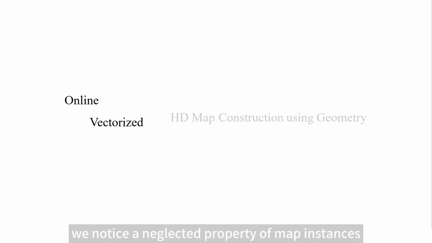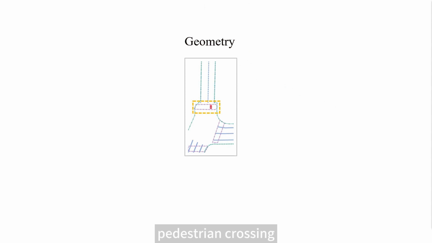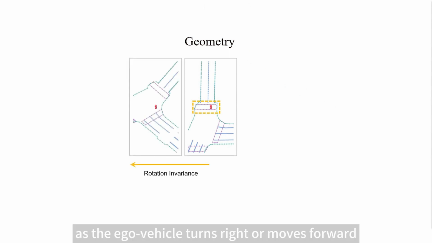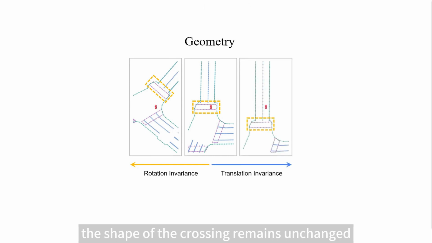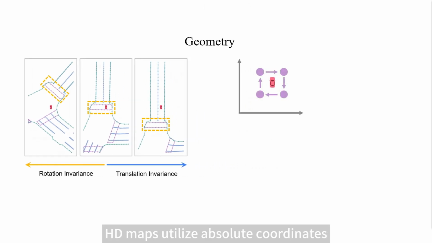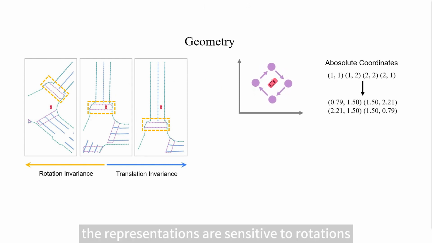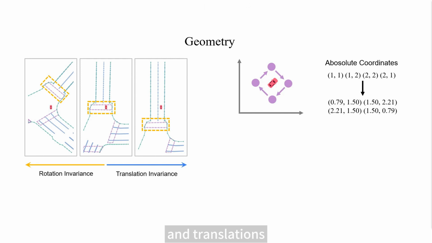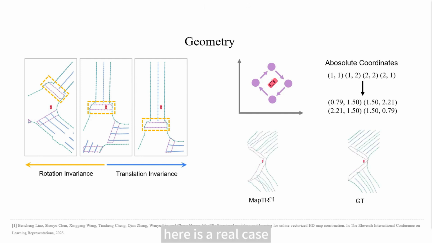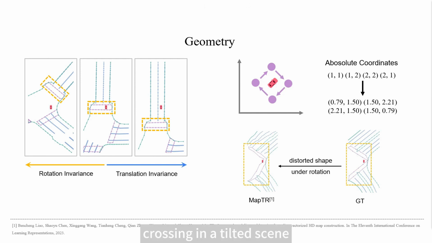In our work, we notice a neglected property of map instances, geometry. One example of geometric properties is the shape of the highlighted pedestrian crossing. As the ego vehicle turns right or moves forward, the shape of the crossing remains unchanged. However, the vanilla representations of vectorized HD maps utilize absolute coordinates. With the movement of the ego vehicle, the absolute coordinates change a lot, which means the representations are sensitive to rotations and translations. Here is a real case. The baseline model predicts distorted pedestrian crossing in a tilted scene.